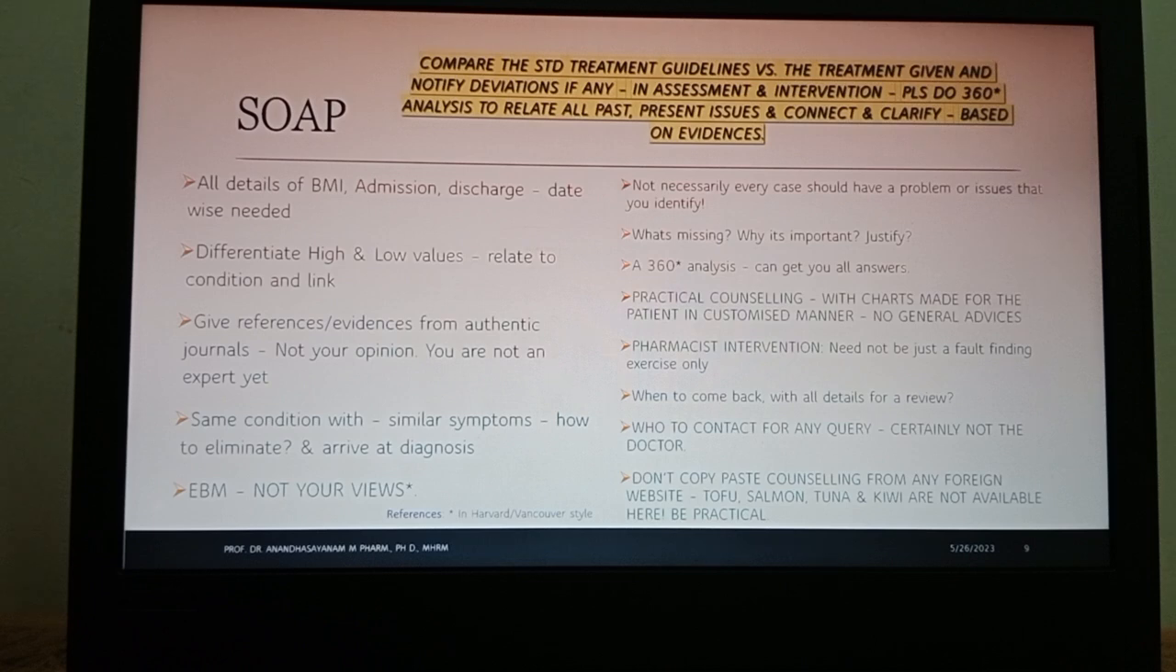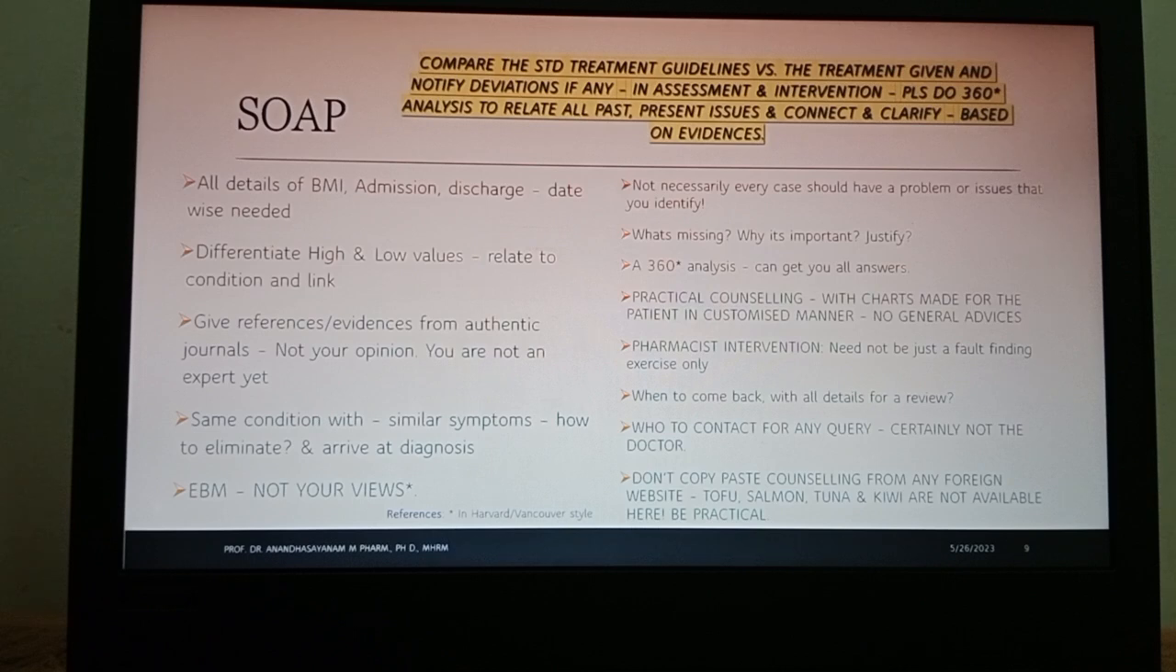And with the elimination criteria, when we come to a confirmed diagnosis, there could be some diseases where two or three signs and symptoms overlap and may be the same. How are you going to say that it is this disease and not those other two diseases? So we need to understand how we are going to eliminate the overlapping diagnosis and come to a confirmed diagnosis. Give references, give evidences from authentic journals.